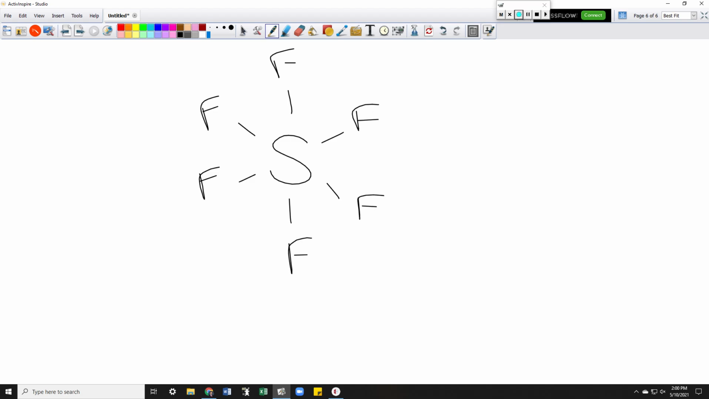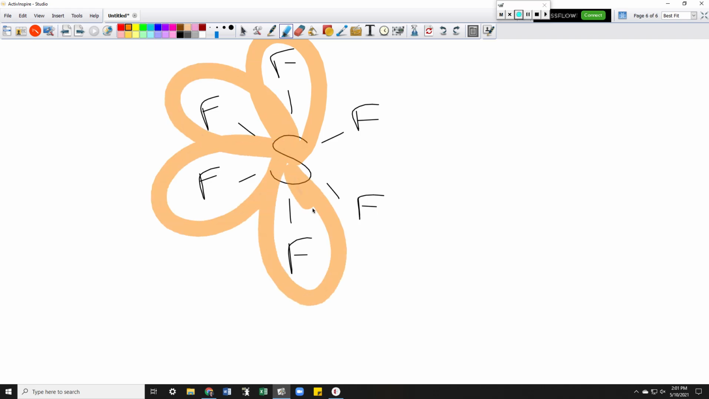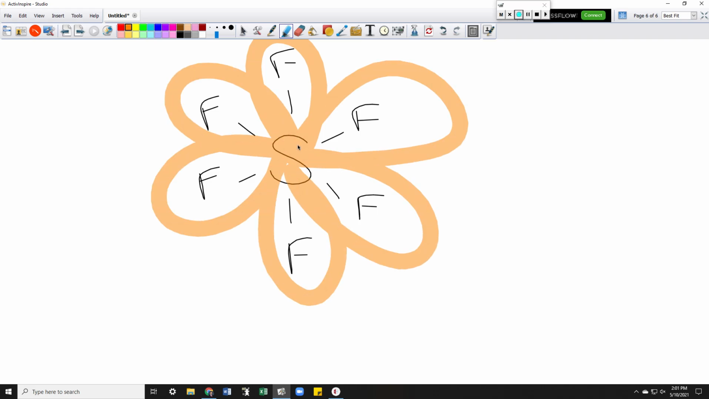All right, Carolyn, what color flower do you want? Orange. Love it. All right. First and foremost, what is the formula to this big old thing? SF6. That makes sense? All right. Now, again, how many petals is this thing going to have? 6 petals. Does everyone agree with that? So let's draw it. 1, 2, 3, 4, 5, 6.